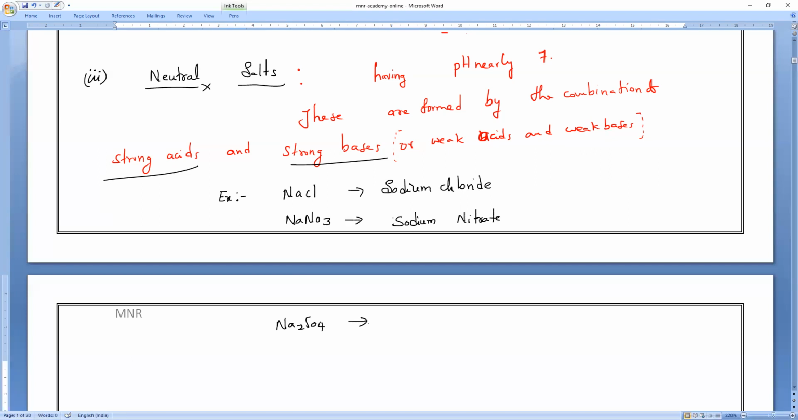Na2SO4. Arun, tell me. What is Na2SO4? Sodium sulfate. Next. K2SO4. K2SO4 means what, guys? Potassium sulfate. Next.